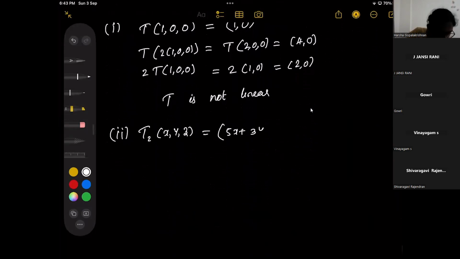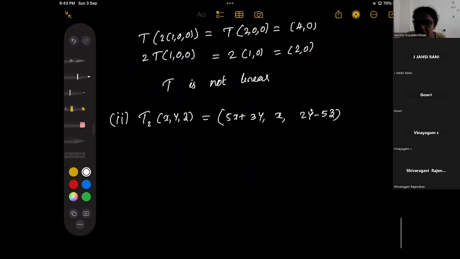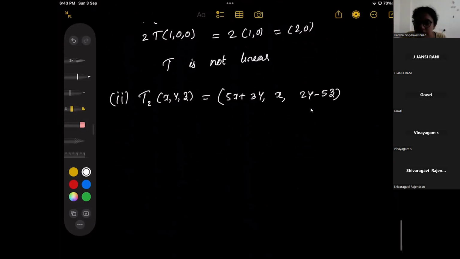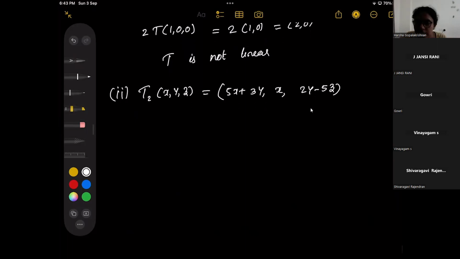For that, let me write it. T2 is defined as T2 of x, y, z equals 5x plus 3y, x, 2y minus 5z. No, ma'am, it's also not linear. Reason? This is also not satisfying the condition T of Cx is equal to C times Tx. Okay, let us check once. What we want to check is T2 of C(x, y, z), whether it is equal to C times T2 of x, y, z.